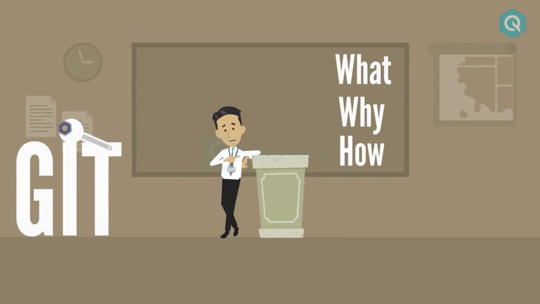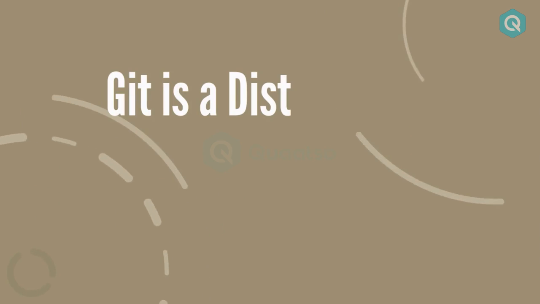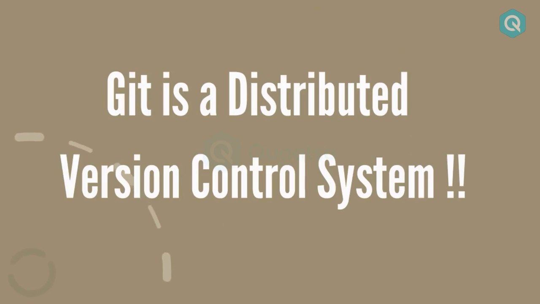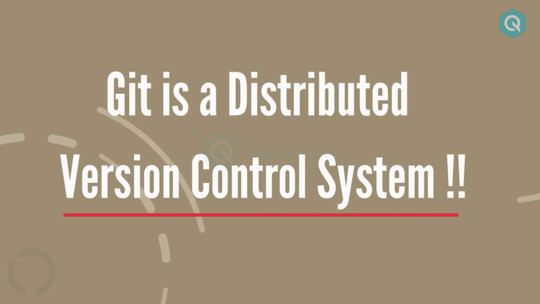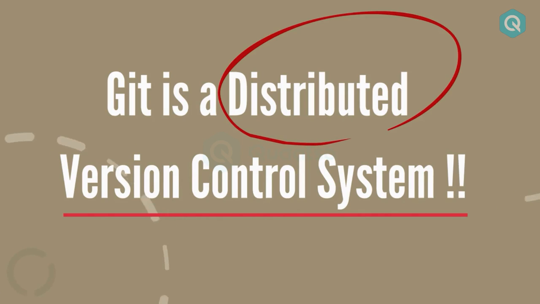What is Git? Git is a distributed version control system. Yeah, that's it. It's simple. To get the meaning of this sentence, we need to understand the meaning of 2 important words. First, what is version controlling system? And second, what is this distributed word doing here?